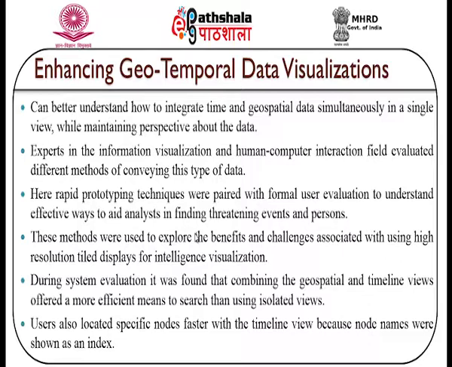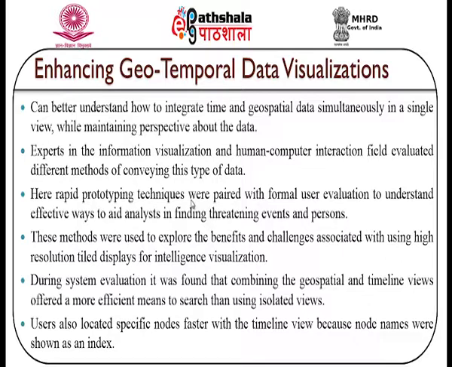The rapid prototyping techniques were paired with formal user evaluation to understand the effective ways to analyze or find the threatening events and the persons. These methods were then used to explore the benefits and challenges associated with using high-resolution tiled displays for intelligence visualization.